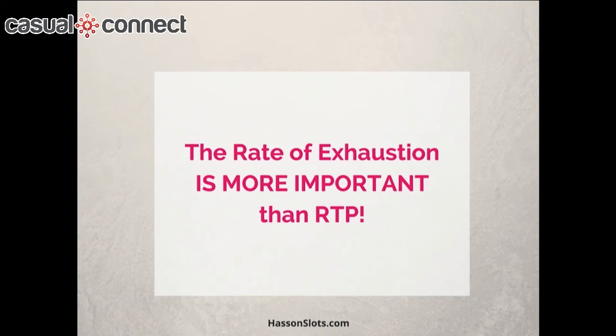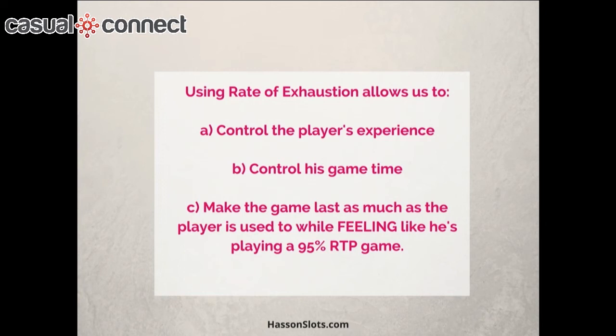Using rate of exhaustion allows us to control the player's experience. You know how fast the player is losing his money, and you can control his game time, which is good for your economy because 95% RTP doesn't tell you how fast he'll be losing his money. And it makes the game last as much as the player is used to while feeling like he's playing a 95% game. What does that mean?